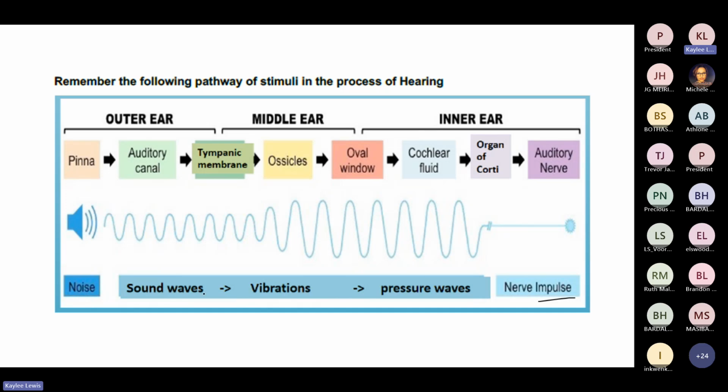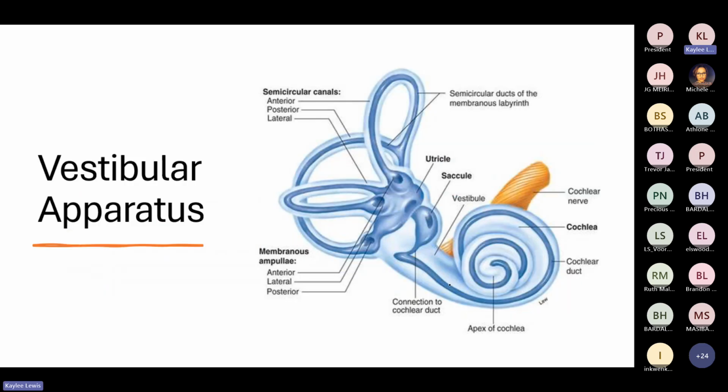So please take note. First sound waves, then it becomes vibrations in the middle ear, and in the inner ear, you have pressure waves. So that's very important that you know that. Then if we look at the vestibular apparatus, the cochlea is involved in hearing. And like I said, the impulse generated there will go to the cerebrum, part of the brain.